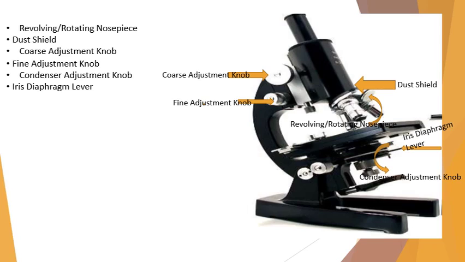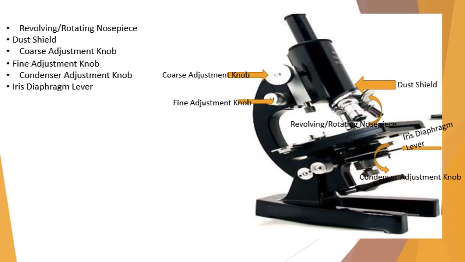After this we have a dust shield. Here it lies atop the nose piece and keeps dust from settling on the objective. So actually the dust shield protects the objective from dust. The next is the coarse adjustment knob.